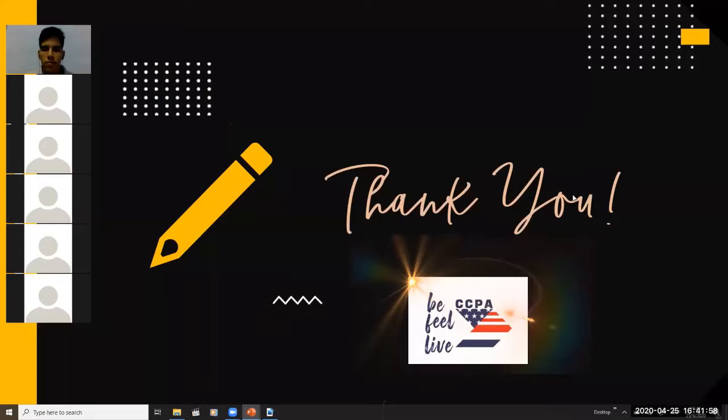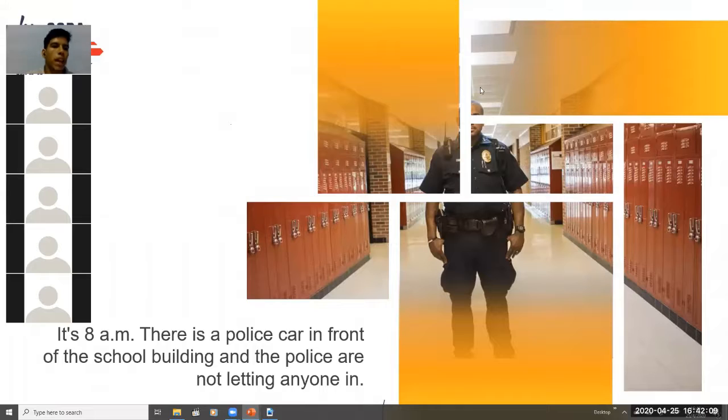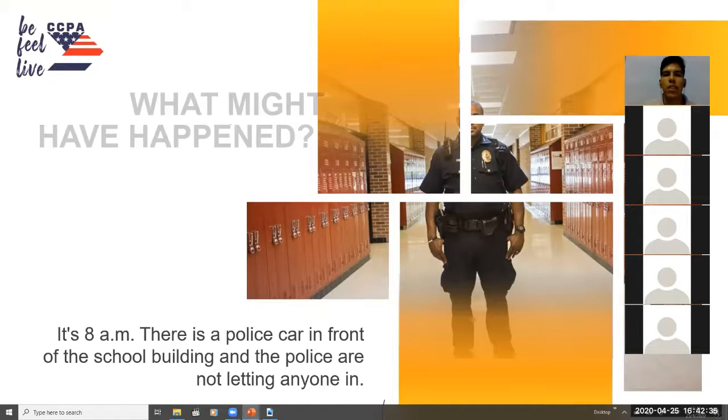Now we are going to the last part of this unit, which is communicative functions. We are going to apply everything we've learned into conversation. So here we have an example. I'm going to give you a situation, and I want you to start making some speculations about it using the past modals that we have just learned. So it says it's 8 a.m. There is a police car in front of the school building. The police are not letting anyone in. What might have happened?